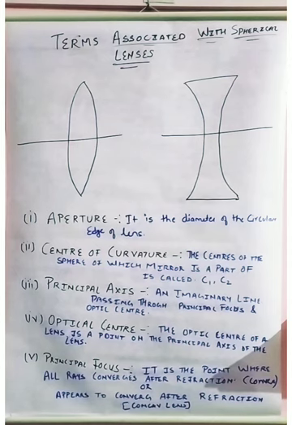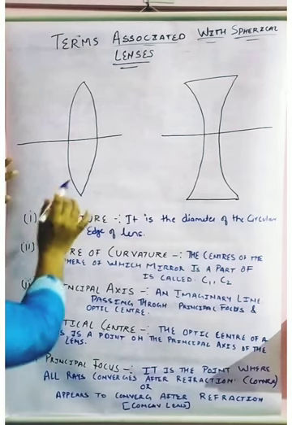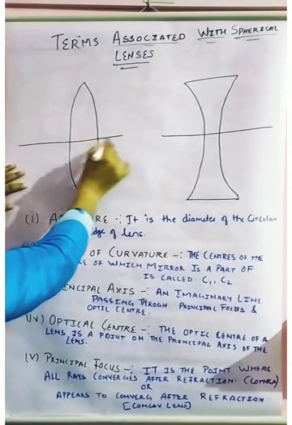So now we are going to talk about the terms associated with spherical lenses. If you remember, in the mirror also we have studied some terms, right? Like focus, optic center, radius of curvature, pole, all these things we have studied. Here also we are going to study the same thing.